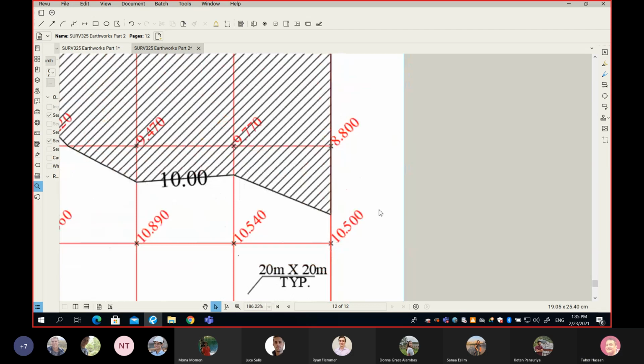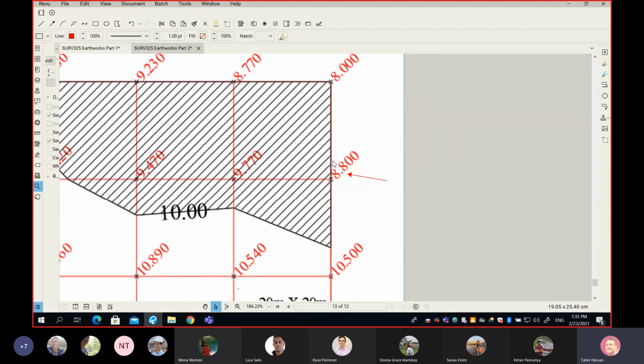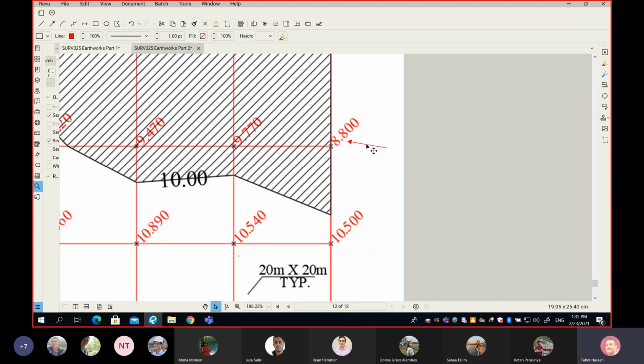So I'm asking you here a simple question. At this point, if we want to grade, remember we want to grade it to elevation 10. So here is my grading elevation. I'm asking you, do we have cut here or fill? Fill. Thank you, that's true. And now, how about at this point here, the elevation of the existing ground is 10.5, and I'm asking you, do we cut or fill?